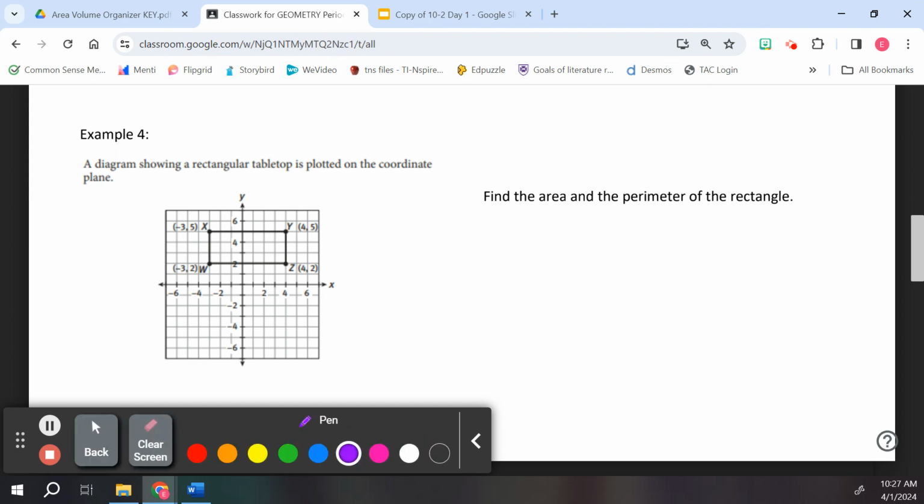If the figure is tilted, use distance formula.